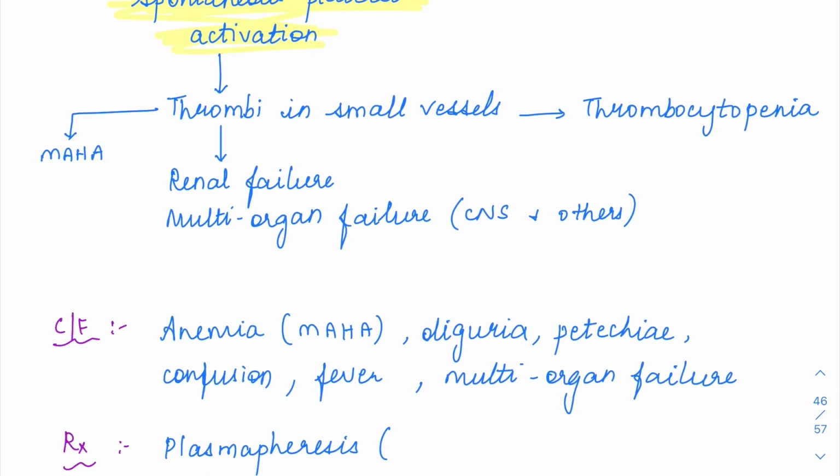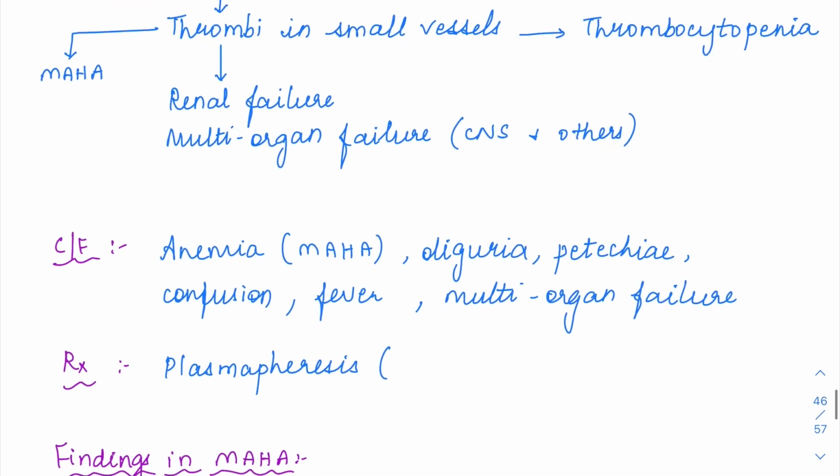Here again, it is going to result in multi-organ failure, but here CNS involvement is more common than the renal, okay? So CNS is much more common. So renal was much more common in HUS. CNS is much more commonly involved in TTP.